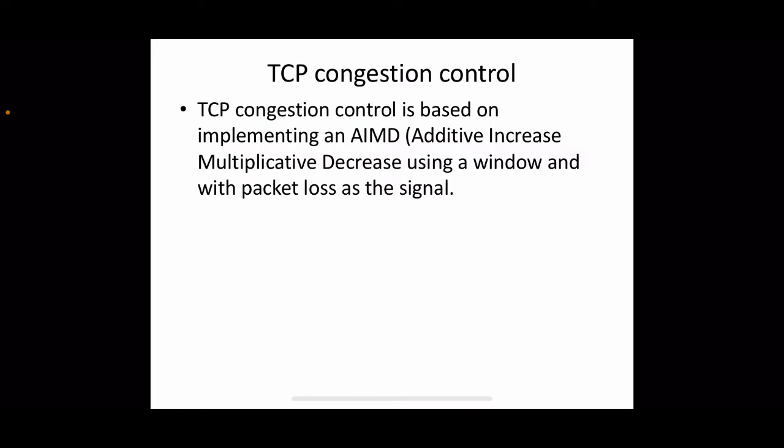So what technique is used by TCP congestion control? The method used is called AIMD, Additive Increase Multiplicative Decrease, which uses a window and packet loss as a signal. The main signal which indicates that there is congestion is packet loss. Whenever the routers have more than they can handle, they will drop packets, and the packet loss can be taken as a signal for congestion. So using a congestion window and packet loss as a signal, TCP can do congestion control using this AIMD method.